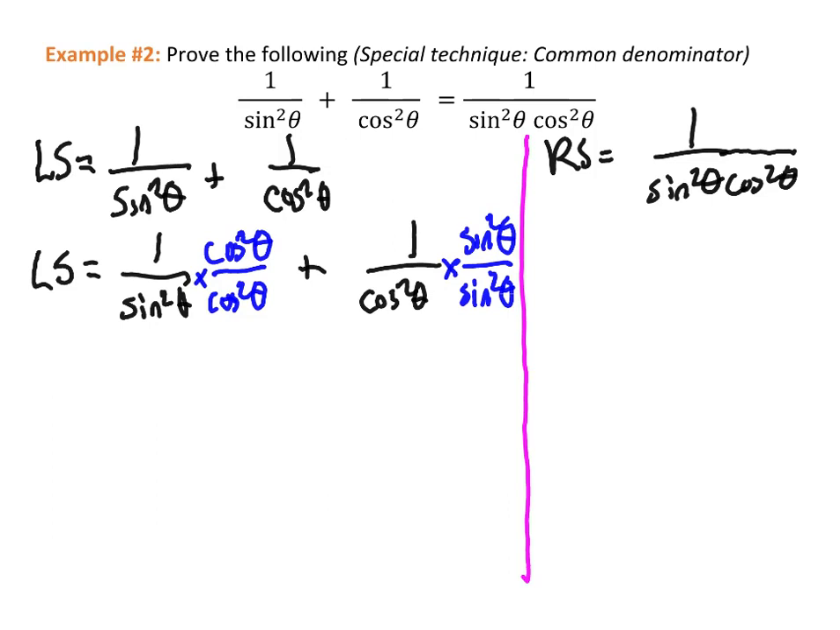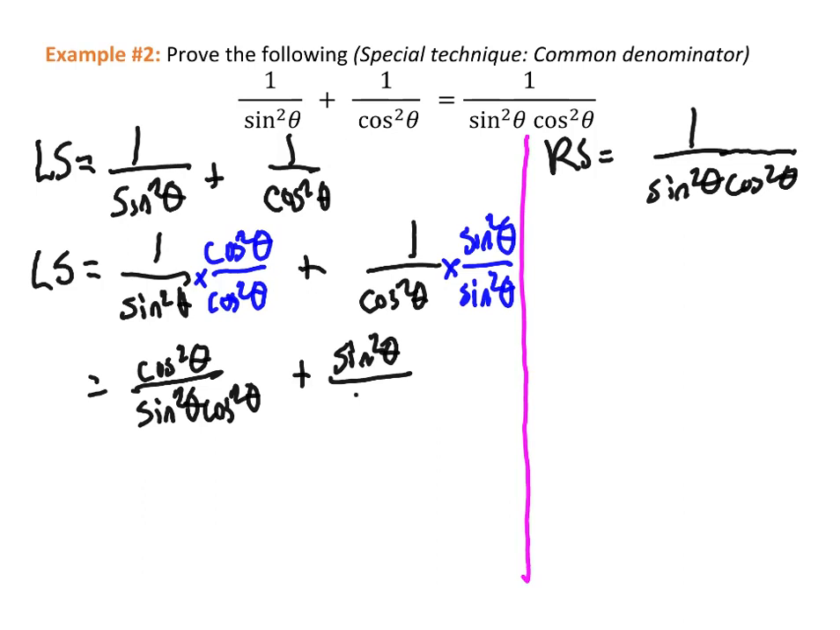All right, so that makes this first fraction cos squared theta divided by sine squared theta cos squared theta, and the second fraction is sine squared theta divided by cos squared sine squared. Well, that's the same as just sine squared theta times cos squared theta. So my denominator is the same now, so I can actually add those 2 together. So on the top, I'm going to have cos squared theta plus sine squared theta.